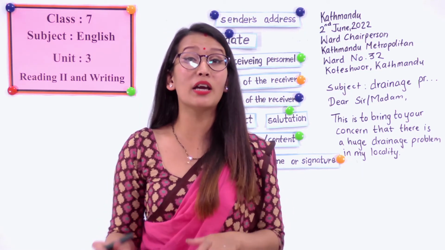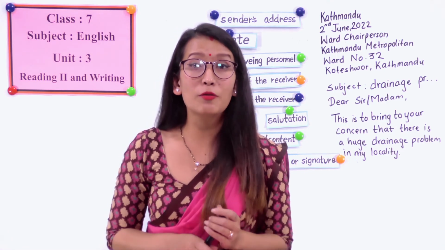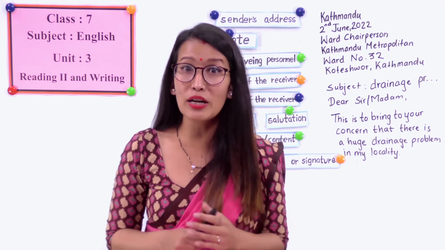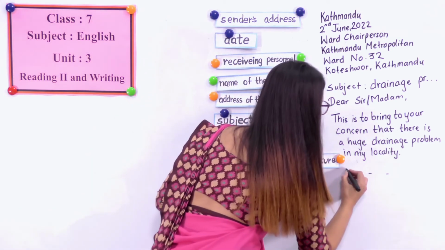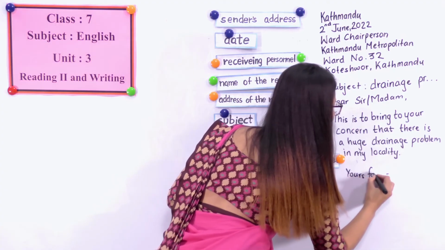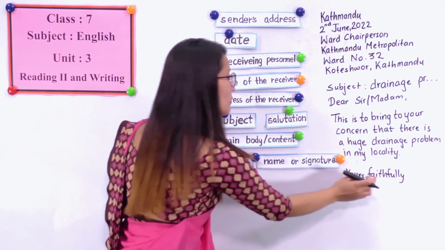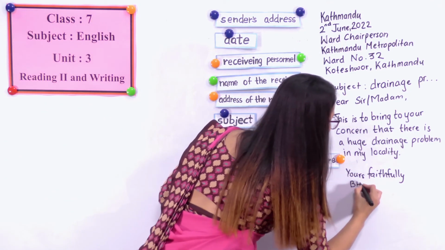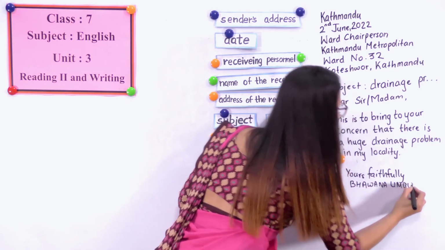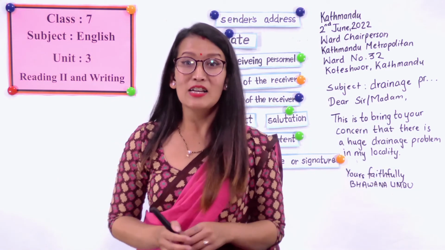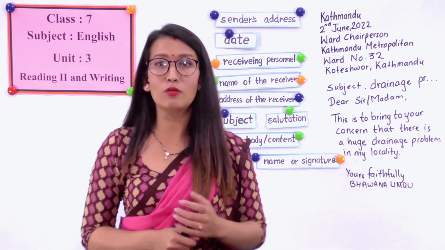So at the end, what can you write? You can close the letter by writing, I hope you will take action as soon as possible, and you can end the letter with, yours faithfully, the subscription, and then your name, Bhavana Limbu. Okay.